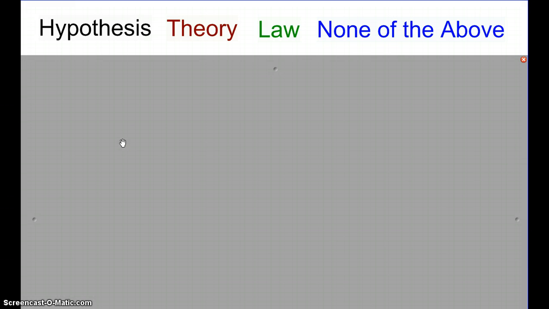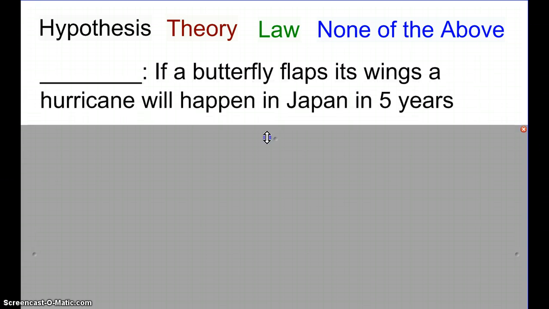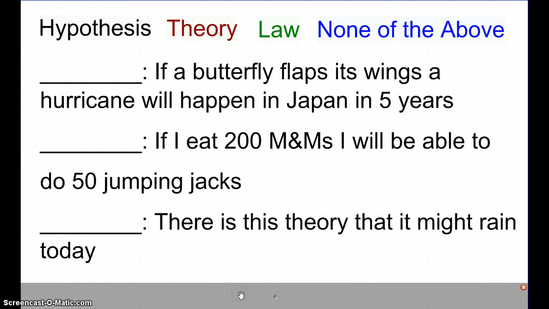Now let's do one more set, and this one's going to be a little bit harder. So, if a butterfly flaps its wings, a hurricane will happen in Japan in 5 years. If I eat 200 M&Ms, I will be able to do 50 jumping jacks. And then there's this theory that it might rain today. Go ahead and take a minute to find out what these answers might be.